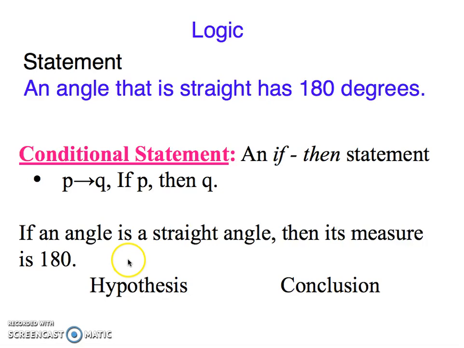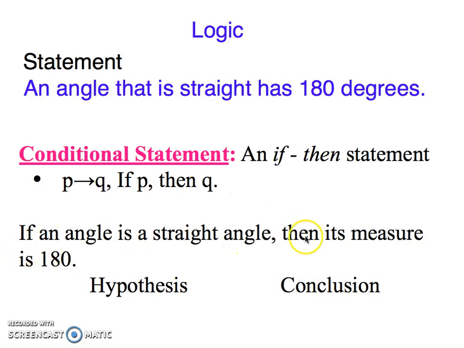Notice the meaning of this statement doesn't change. It says if an angle is a straight angle, so an angle being a straight angle is your hypothesis. That's your P. Then its measure is 180 degrees. So its measure being 180 degrees is your conclusion. So that's your Q. So the hypothesis is your P. The conclusion is your Q.